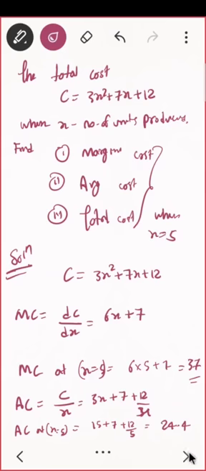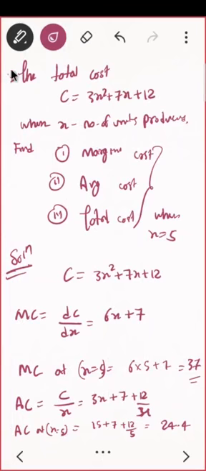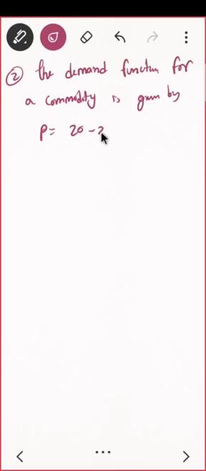Okay, so let us do one more problem. I'll be putting number 2. I'll try to cover all the formulas. The demand function for a commodity is given by P equal to say 20 minus 2D square.